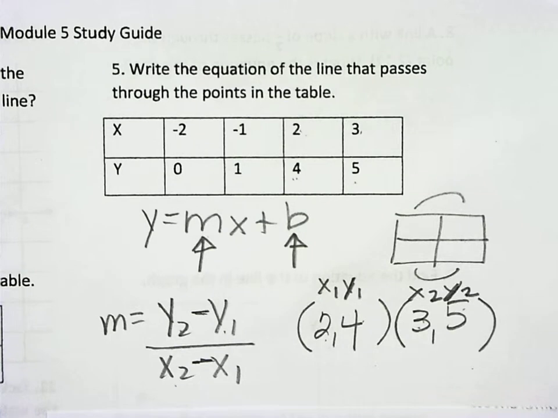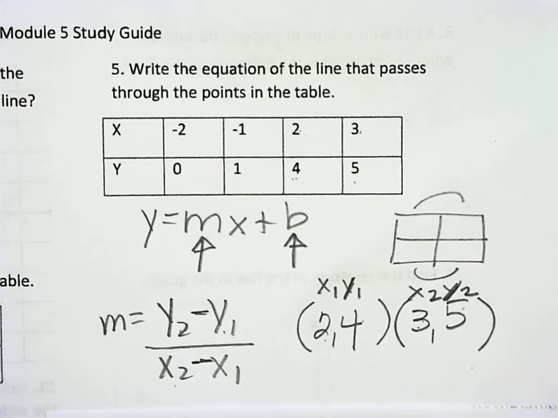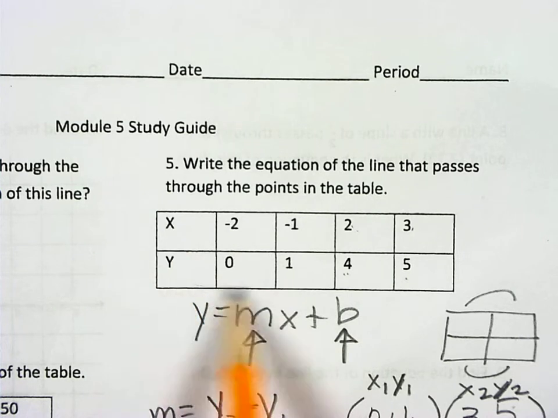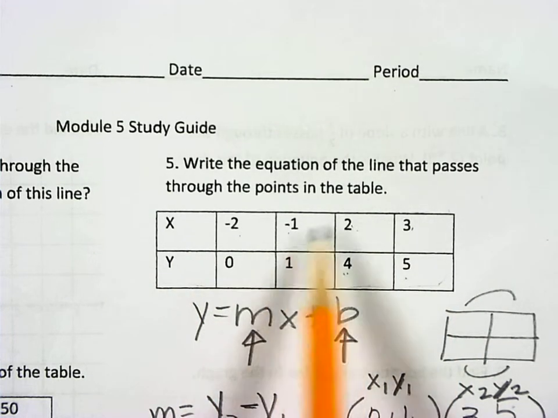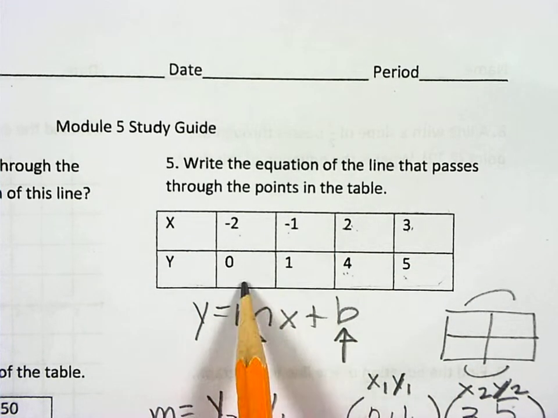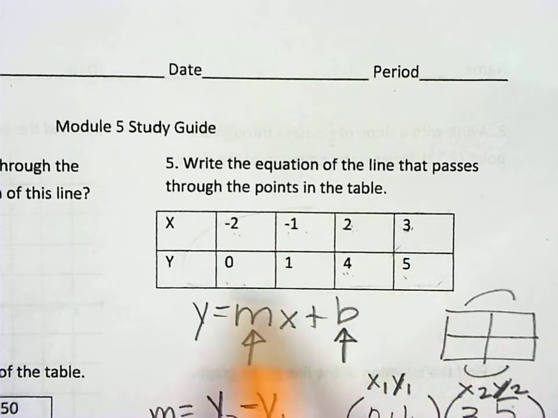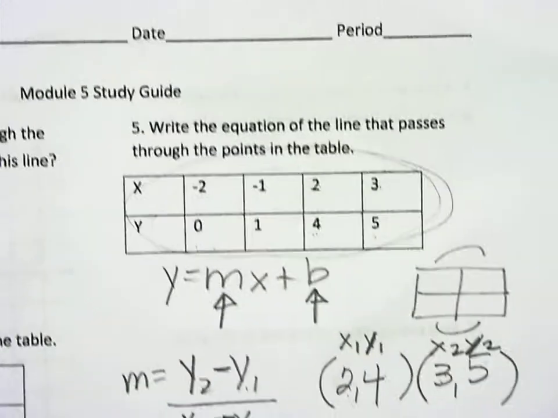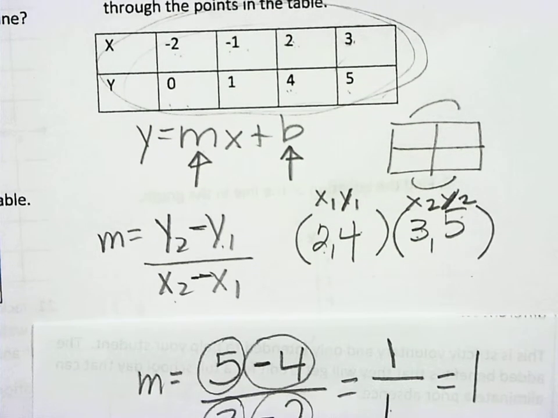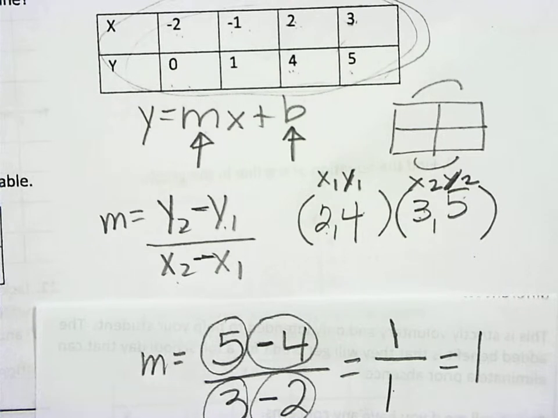5 positives and 4 negatives. I'm going to have 1 positive left over. 3 positives and 2 negatives. I'm going to have 1 positive left over. 1 over 1 equals 1, and that's my slope. Now sometimes I get lucky and I see my y-intercept up here. If x is 0, that's going to give me my y-intercept, but I don't see a 0 for x, just y. So my y-intercept is not one of these points, so I'm going to have to do it the old-fashioned way. Y equals mx plus b.